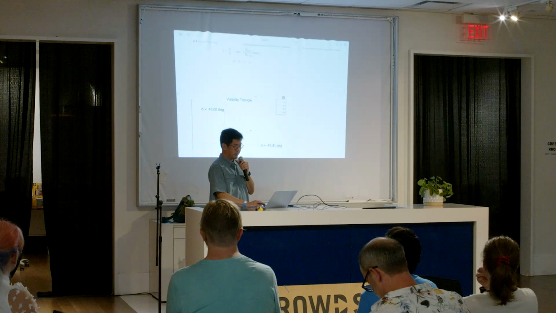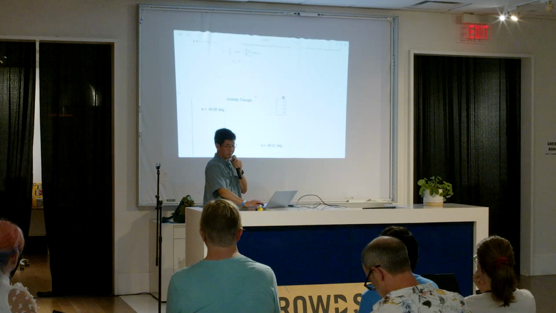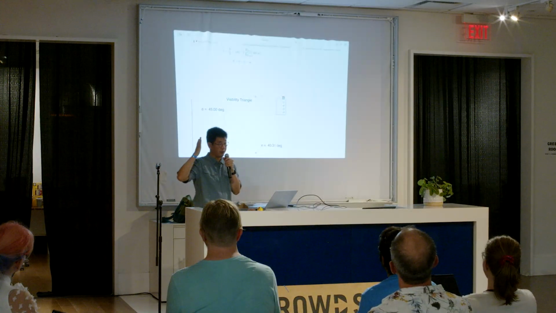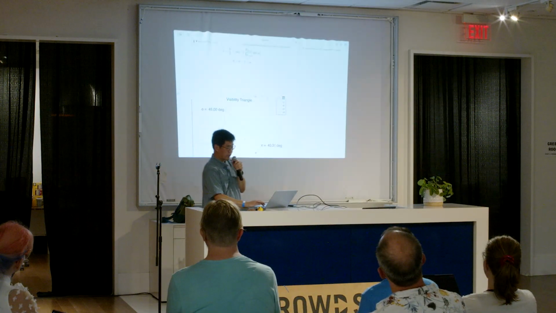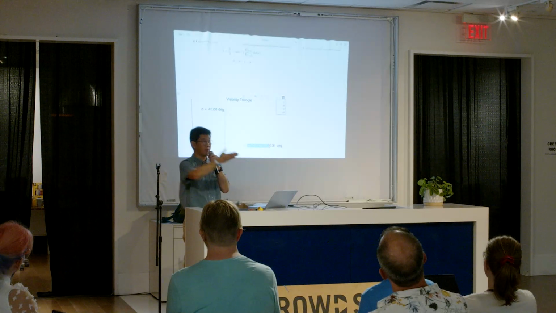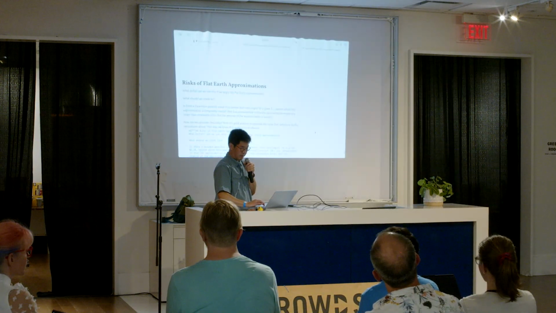So this is that visibility triangle projected onto the curved Earth. So you can see that slight curve. And you can see the elevation angle is 40.3 degrees. If this were projected on a flat Earth, what do you expect that elevation angle would be? 45 degrees, right.